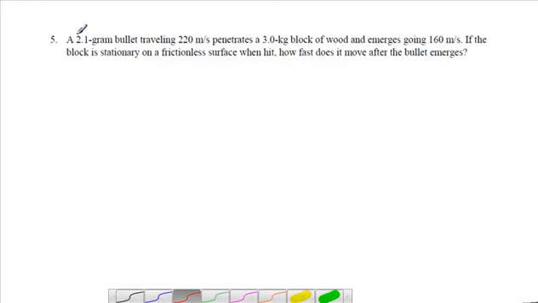Number 5, momentum quiz. A 2.1 gram bullet traveling 220 meters per second penetrates, or goes through, a 3 kilogram block of wood and emerges going 160 meters per second. If the block is stationary and on a frictionless surface when it hits, how fast does it move after?